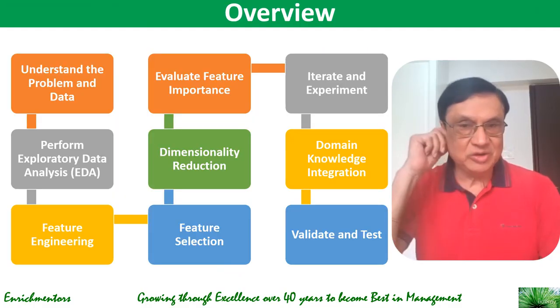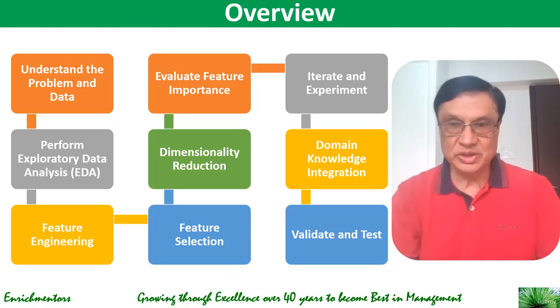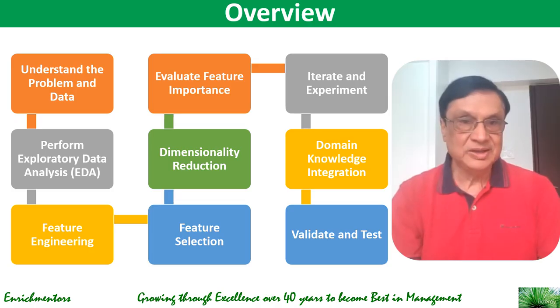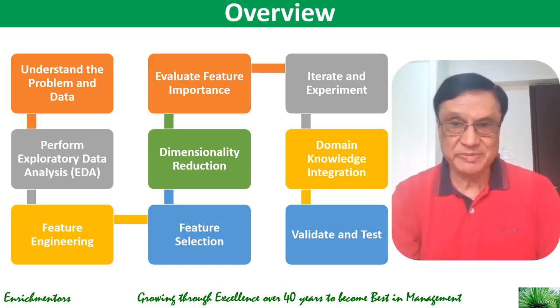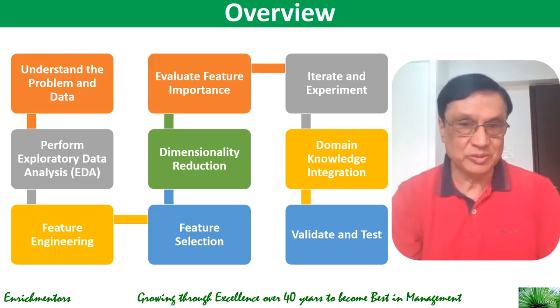First, let me give you a quick overview of all the steps needed. You need to start by understanding the problem and data, then perform an exploratory data analysis, which we will talk about. Then you come to the core, the feature engineering itself. Then you select the features. Then you do what is called dimensionality reduction. Then you evaluate the feature importance of the remaining features. Then you iterate and experiment, integrate your domain knowledge, and validate and test. So that's the overall process.